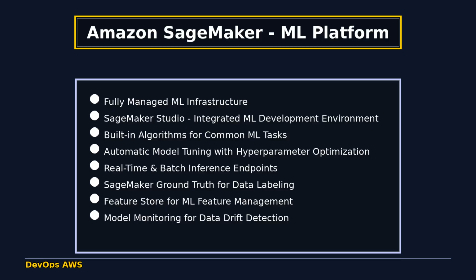Automatic model tuning with hyperparameter optimization. Model deployment with real-time and batch inference endpoints. SageMaker Ground Truth for data labeling and annotation. Feature Store for managing ML features across teams. Model monitoring for detecting data drift and model quality issues. Integration with other AWS services for complete ML pipelines.